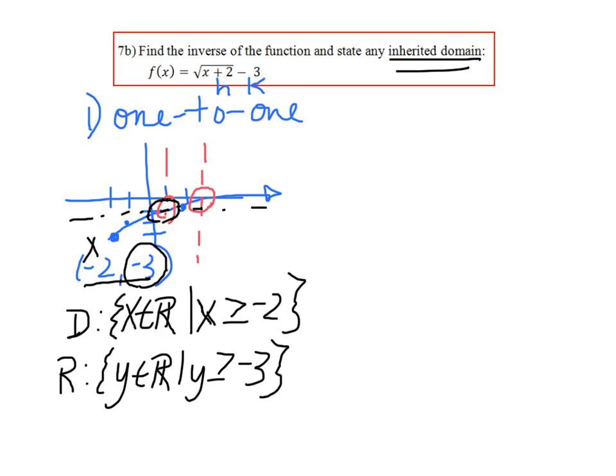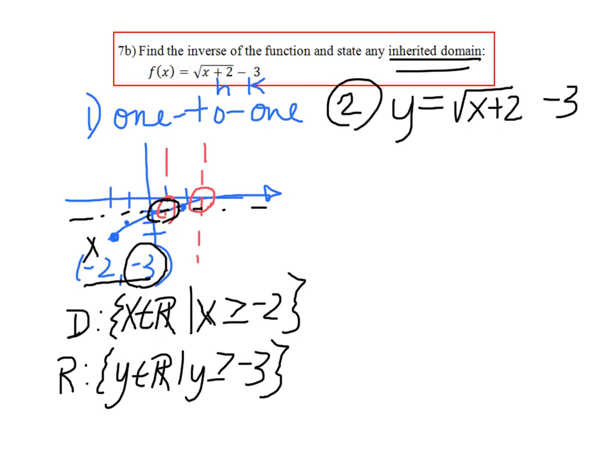The second step of finding my inverse function is to actually solve for the inverse. So we're going to do some algebra here. This is step 2. I am going to replace the f of x with the y just to make this easier. So I'm going to have y is equal to the square root of x plus 2 and then a -3 outside the square root.